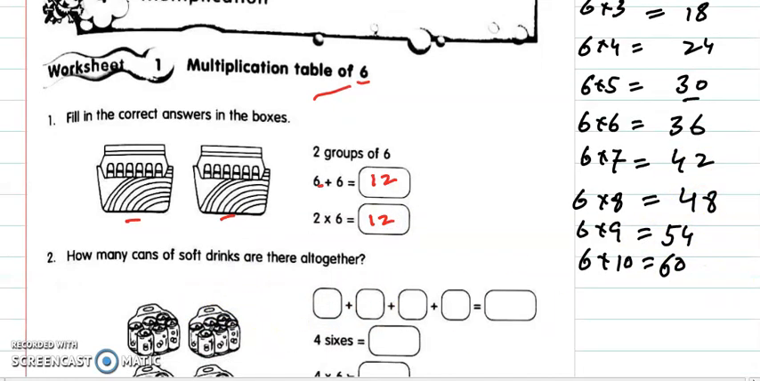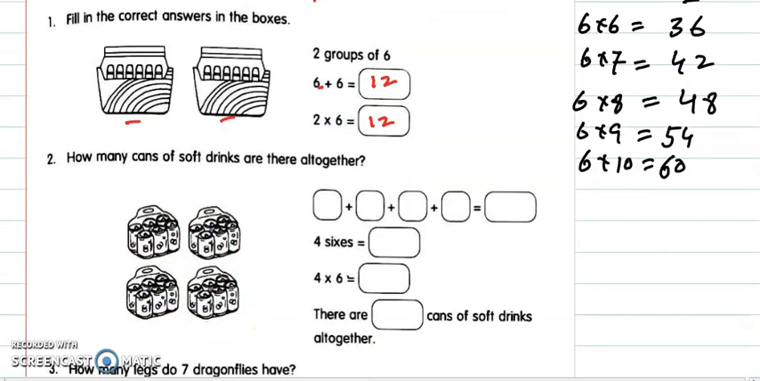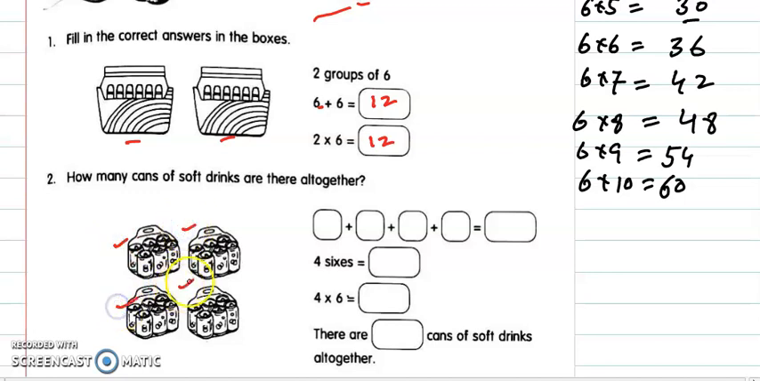Next, we have here: how many cans of soft drinks are there altogether? If you look here, there are 4 groups of cans. This is 1, 2, 3, 4. 4 groups are there, so that's why we have 4 numbers to add. And we will count how many we have in each group. 1, 2, 3, 4, 5 and 6. Each group is having 6. Each soft drink box is having 6 cans in it. So I will write here 6, 6, 6 and another 6. If we add all of them, this 6, another 6, 12, 18, this will give 24. So we will get 24 here.